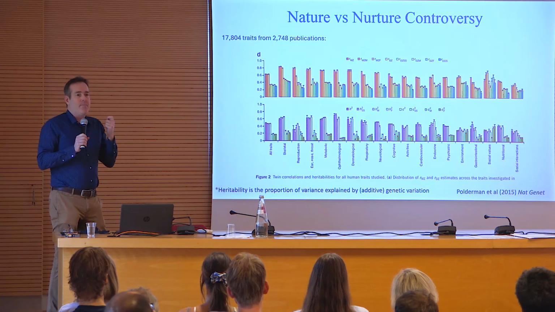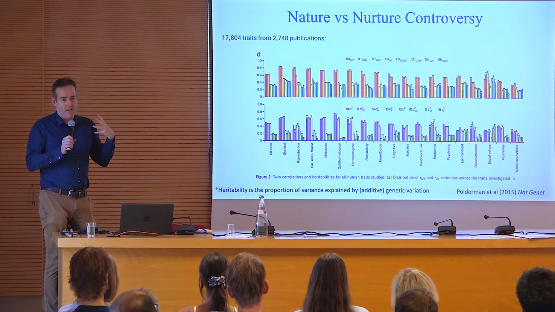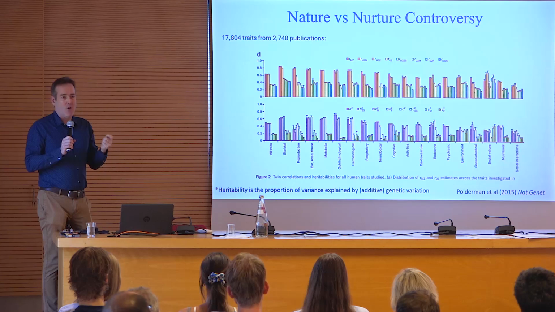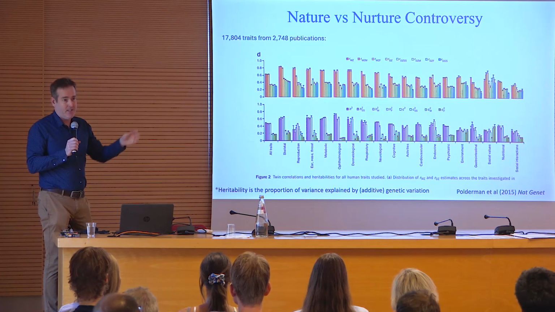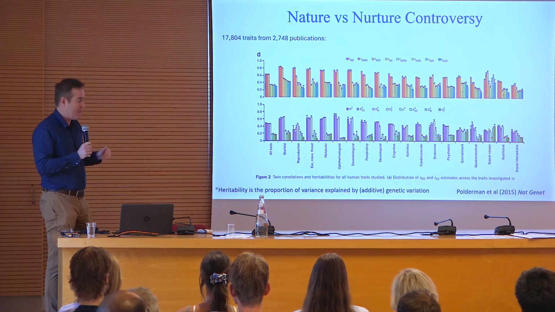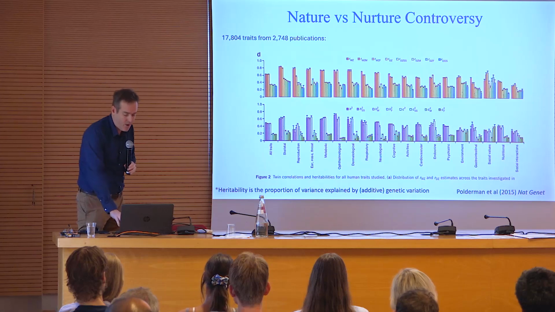These are a little bit more difficult to analyze with the standard twin model because of something called assortative mating, which screws up the estimates from twin studies. So that's part of what's going on there.